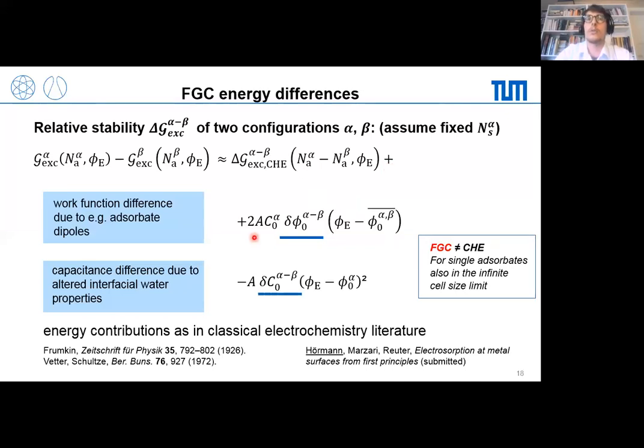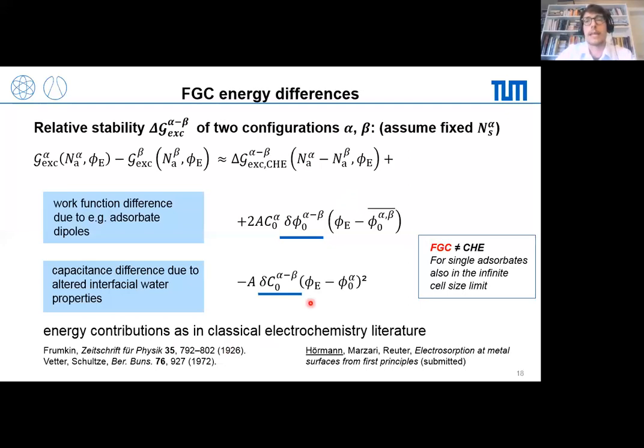And the first contribution looks like this. It is linear in the potential and proportional to the work function difference between those two configurations, alpha and beta, that you look at. And the work function difference here is also easily relatable to adsorbate dipoles in some way. And it turns out that these energy contributions are really identical to what has been published in the classical electrochemistry literature since many, many years. The earliest I could find was in 1926 by Frumkin.